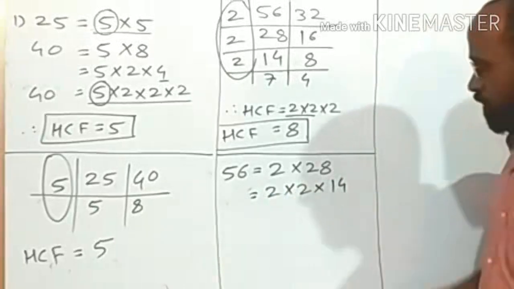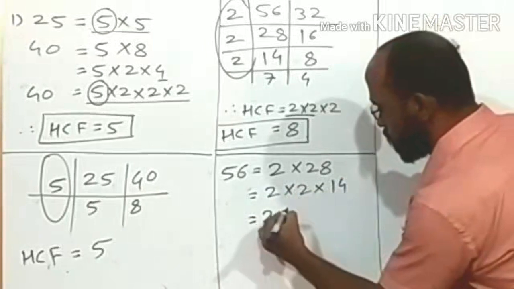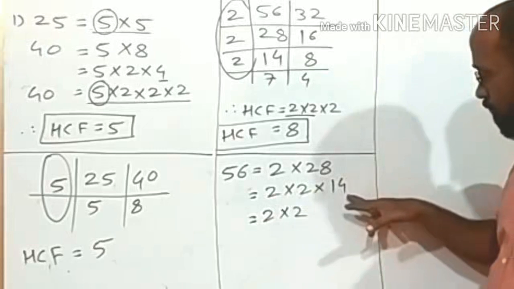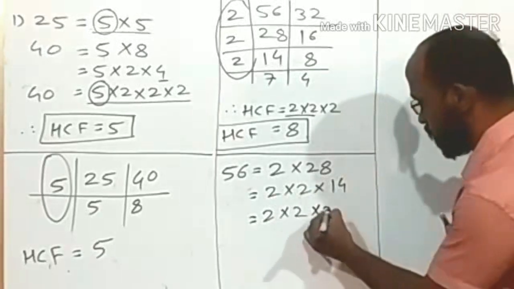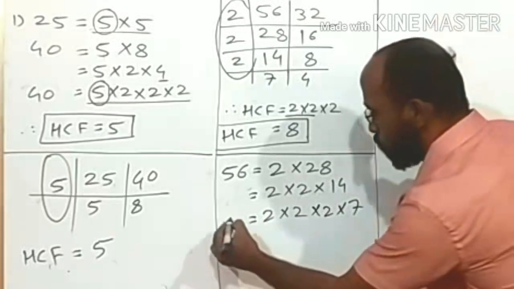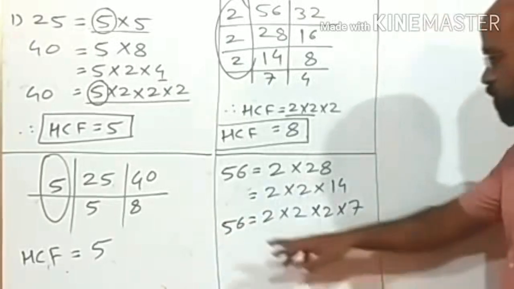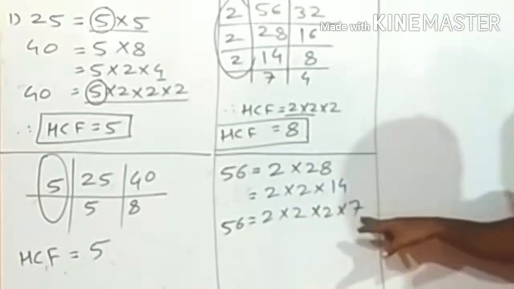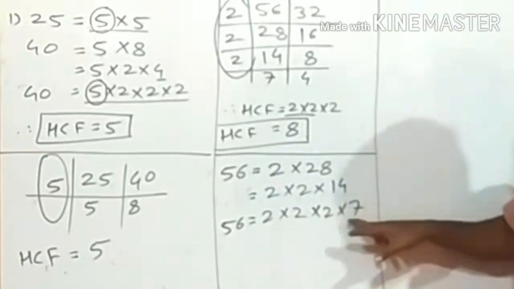14 again is not a prime number, so these previous prime factors we will write as they are and divide this 14 by 2, so the answer will be 2, 7, 14. Now all numbers are prime, so the factorization of 56 is over. 56 is equal to 2 into 2 into 2 into 7. 2 2s are 4, 4 2s are 8, 8 7s are 56.